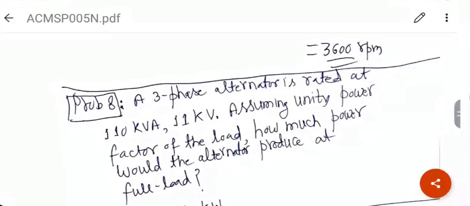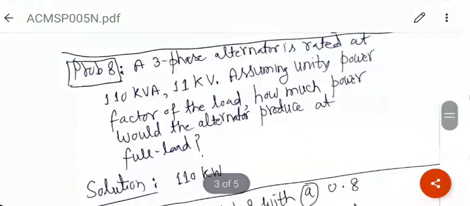Now, regarding power rating, etc. A three-phase alternator is rated at 110 kVA. This is all line information, 11 kV. Assuming unity power factor of the load, how much power would the alternator produce at full load? So all you do is you take this 110 kVA rating multiplied by the power factor, which happens to be 1 in this case. So the answer is simple enough. 110 kilowatt.